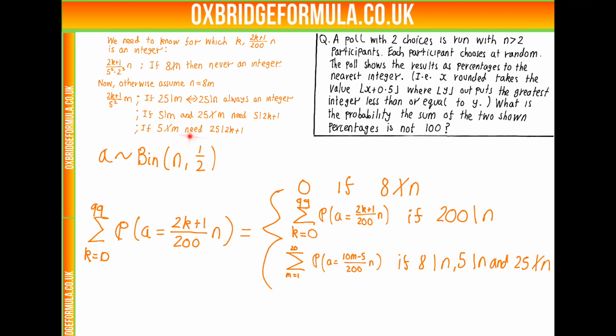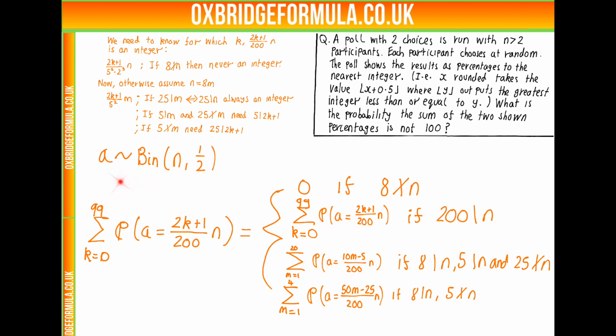And we do similarly for our last case. So 5 doesn't divide n, but 8 divides n. Then we need 2k plus 1 to be a multiple of 25. Clearly, the only ones we can get to are 25, 75, 125 and 175, because we've got no hope of getting to even numbers. And so we've just got to sum over m equals 1 to 4, 50m minus 25 over 200 times n. And these will be all non-zero terms we've written here.